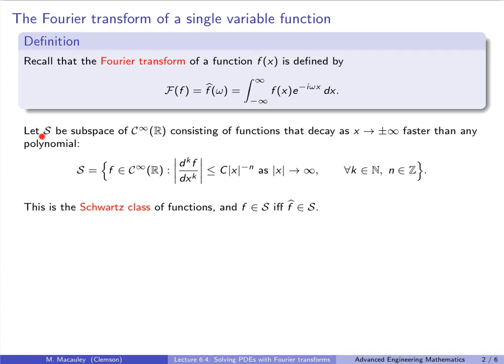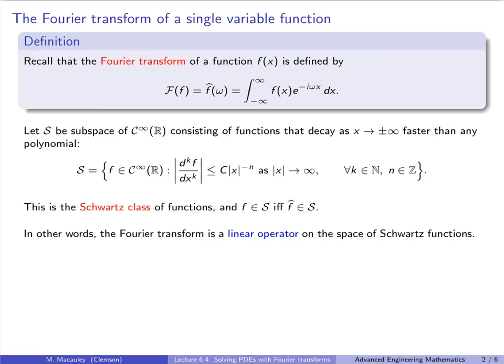The space S is called the Schwartz class of functions, and it turns out that a function f is in S if and only if its Fourier transform is in S. In other words, the Fourier transform is a linear operator on the space of Schwartz functions. So if you input anything in here, you get back something in here, and it's actually more than that. It's not only a linear operator, but it is what we call an automorphism. It preserves structure, and there's a lot of theory behind that we won't even get into.